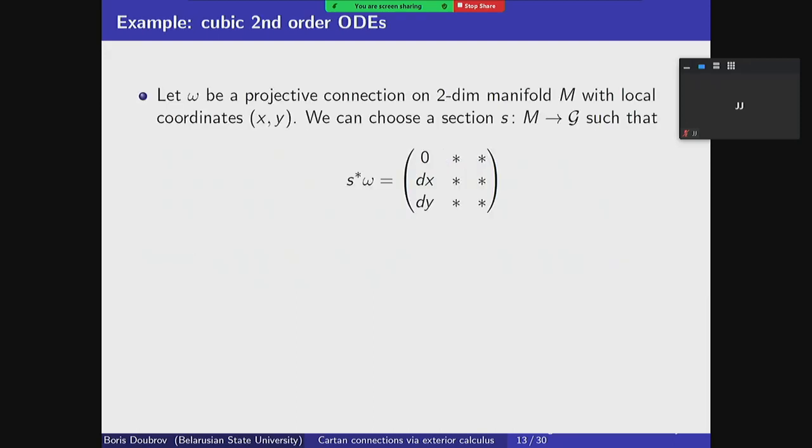May I? Yeah. So, what is the sense of difference? For example, if you take an automorphism which preserves the geodesics, take the pullback, is it a different one or the same one? The pullback of a form on the base manifold, of the connection form. Yeah.